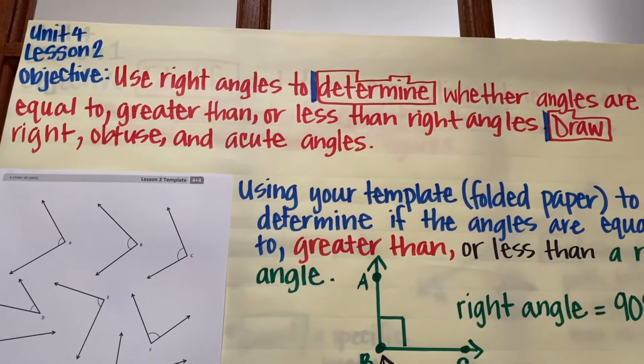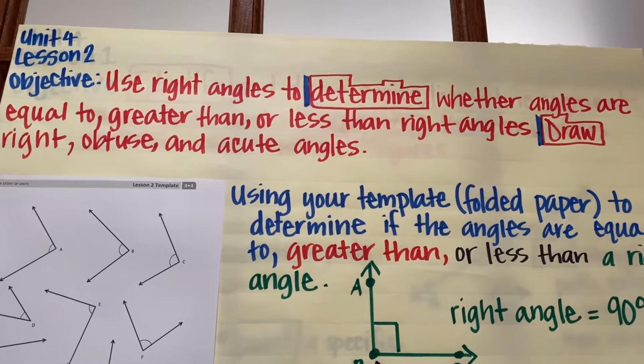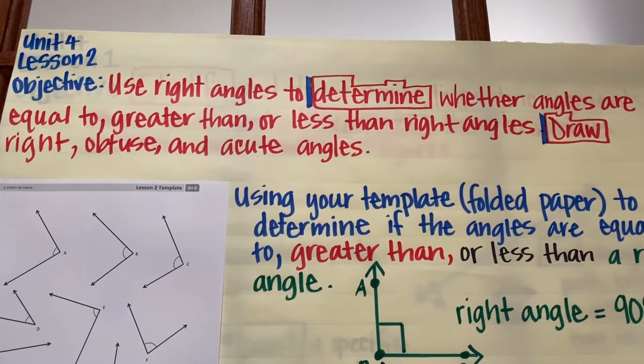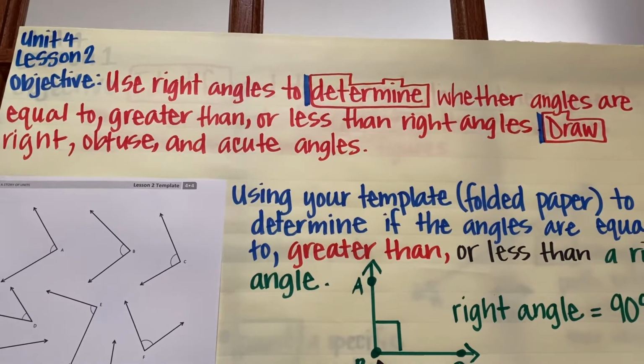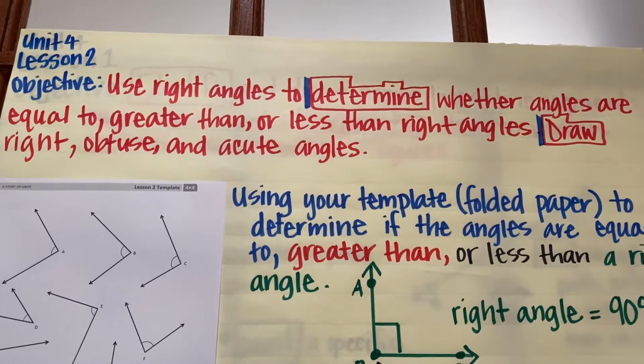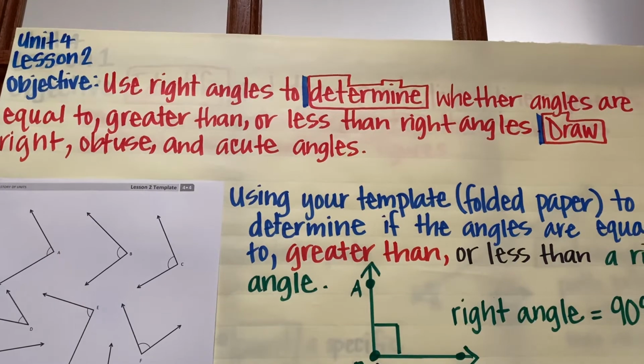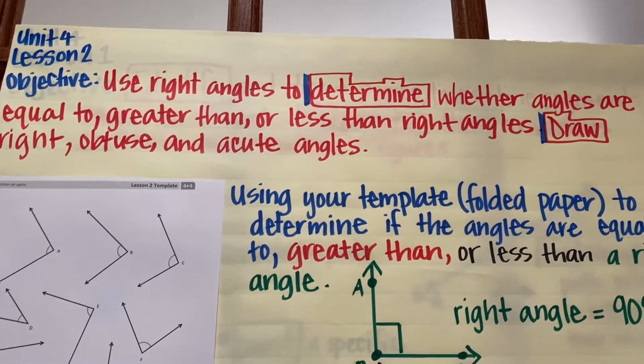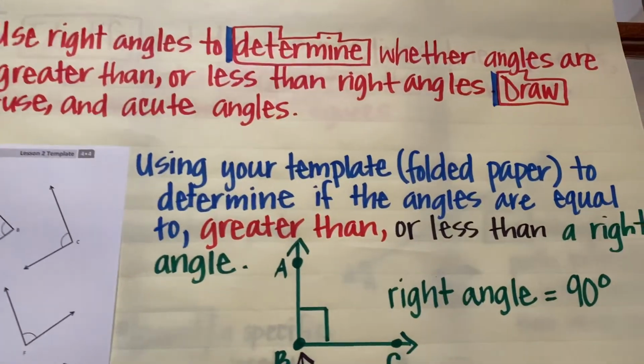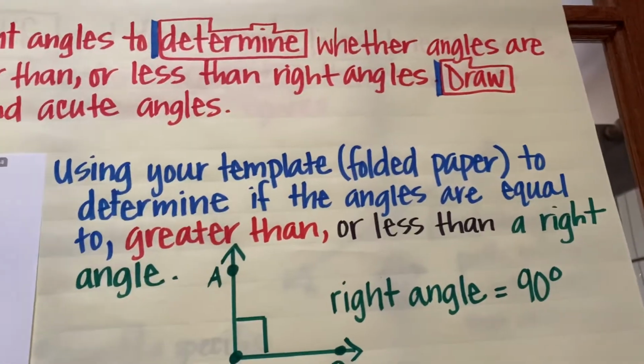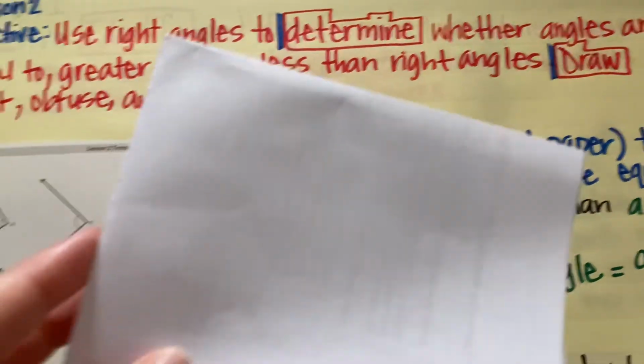So we're going to be using right angles to determine whether the angles are equal to, greater than, or less than right angles. You're going to draw right, obtuse, and acute angles. Okay, first thing we're going to do is make a template. It's just a folded piece of paper.